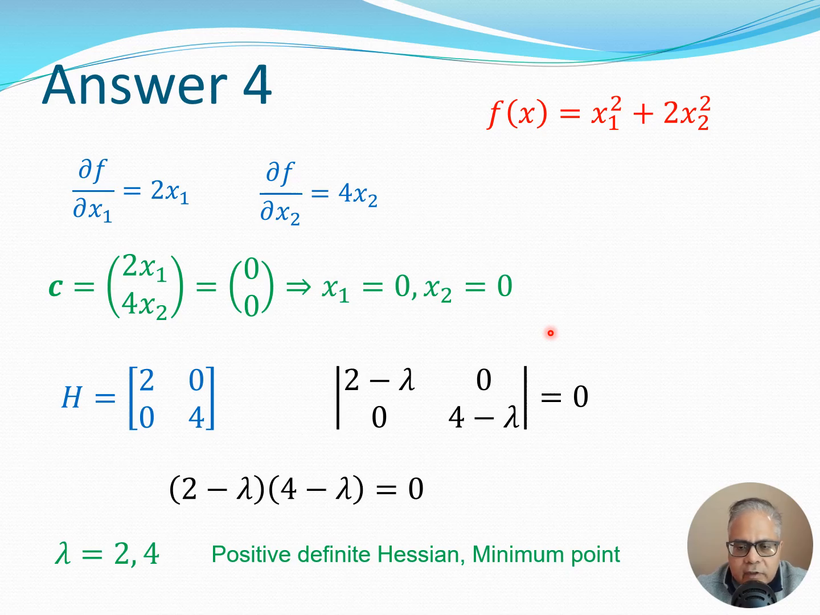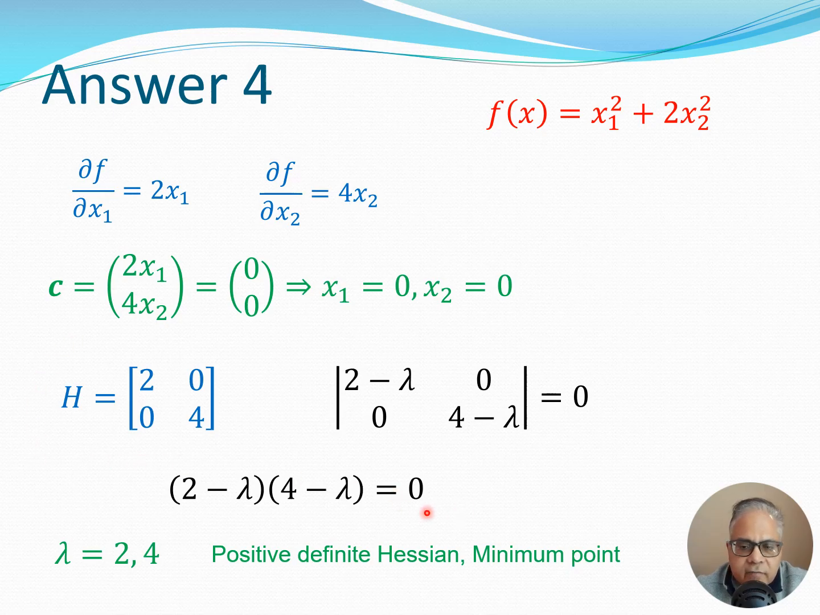Now we need to figure out whether this is a minimum point, a maximum point, or a saddle point, and for that I need to calculate the Hessian matrix. So H is [2 0; 0 4]. Remember, this is the matrix of the second partial derivatives. So in this case I have to take d2f by dx1 square, that's going to give me 2, and d2f by dx2 square, that's going to give me 4, and the term d2f by dx1 dx2, that's 0, and d2f by dx2 dx1 is also 0. So I get the H matrix here.